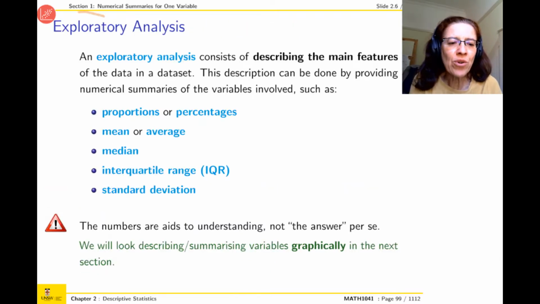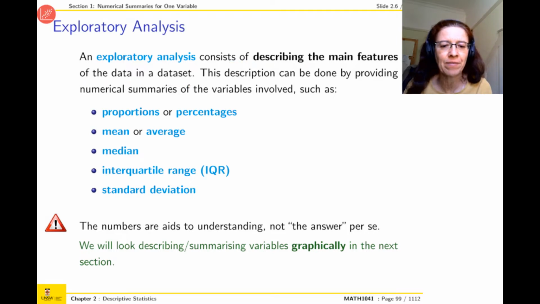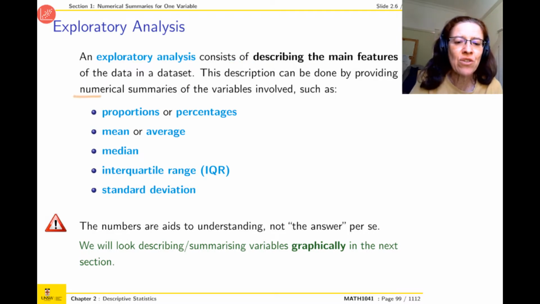So exploratory analysis is what you do at the beginning. You get a set of data and you want to get a feeling for what's going on. At this point, you don't remove any data, you just look, right? You explore what you have. So you're trying to describe the main features of the data set you have. And one way to do this is to use numerical summaries. And you know a few of those.